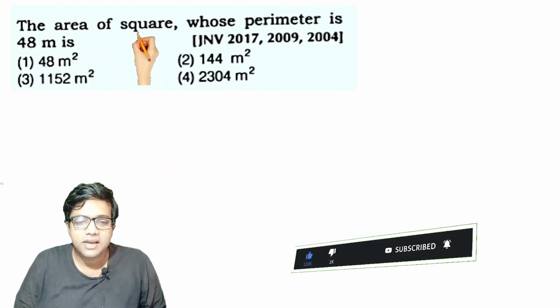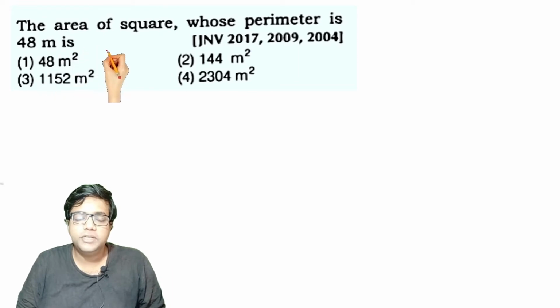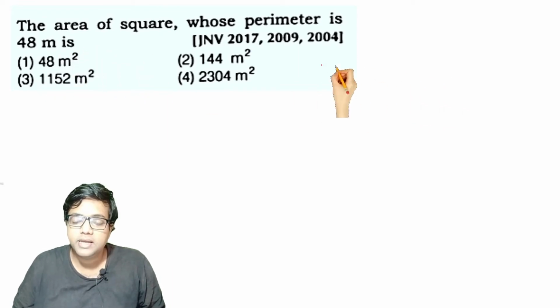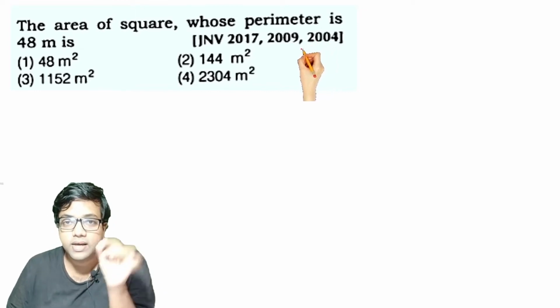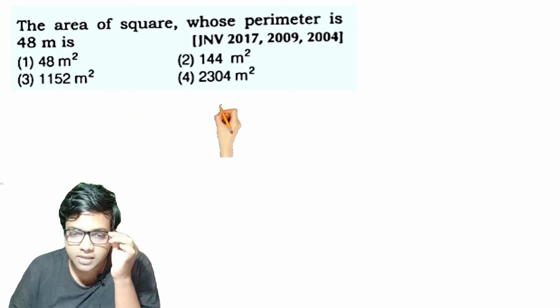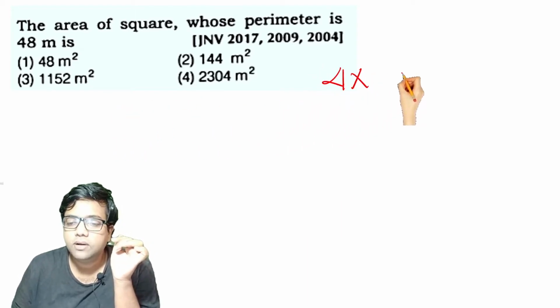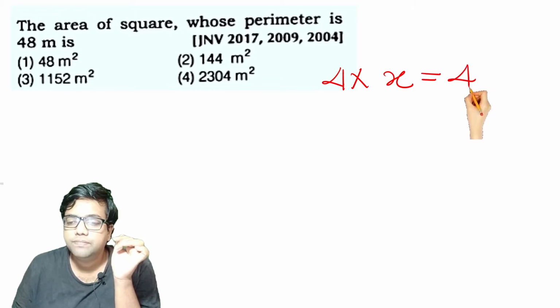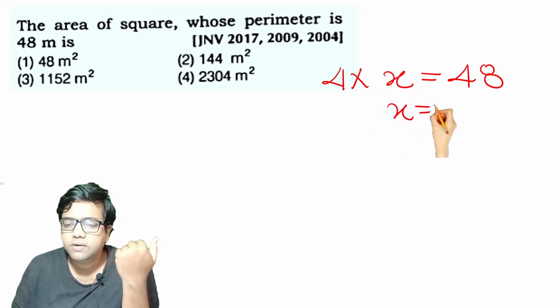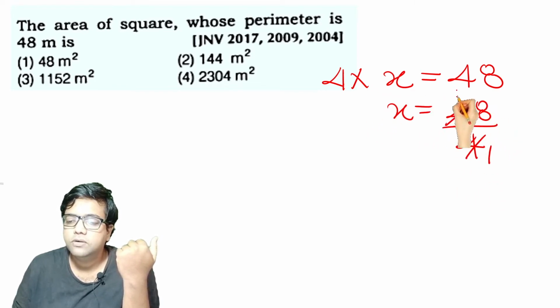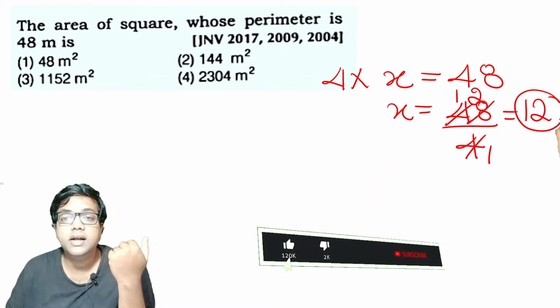The first question is: the area of a square whose perimeter is 48 meter is what? The perimeter of the square is given and we need to find its area. The perimeter of a square is 4 into the length of the side. The length of the side we don't know, so let us call it x. So x will be equal to 48 by 4, which is 12. The side of the square is 12.